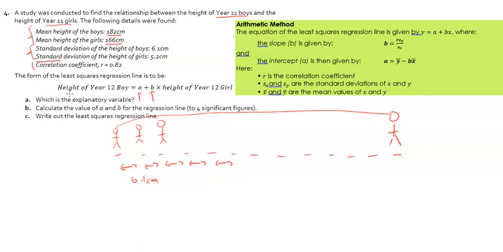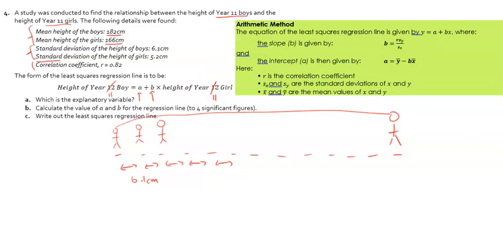So now that we've got that information, the form of the least squares regression line is to be in this format. To find out the height of a year 12 boy, I'm assuming that's meant to say year 11 boy, not year 12. To find the height of a year 11 boy, let's be consistent here. This is going to equal some value A plus some value B times the height of a year 11 girl.